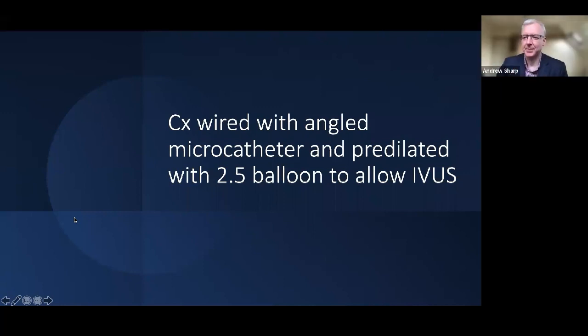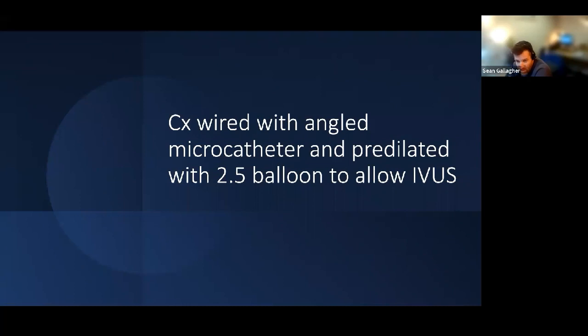Yeah. And once we'd popped the wire down, we were able to follow it relatively easily with a small balloon and just dilate the origin of the circumflex to get the IVUS probe down. I remember thinking at the time, Sean's lost his touch here. This should be straightforward to get around. And I couldn't quite work out why you couldn't get around.